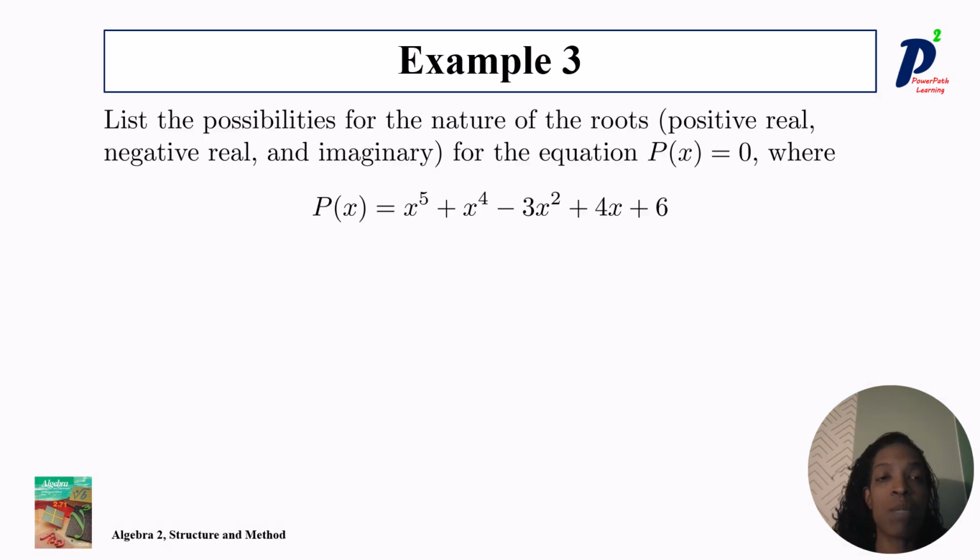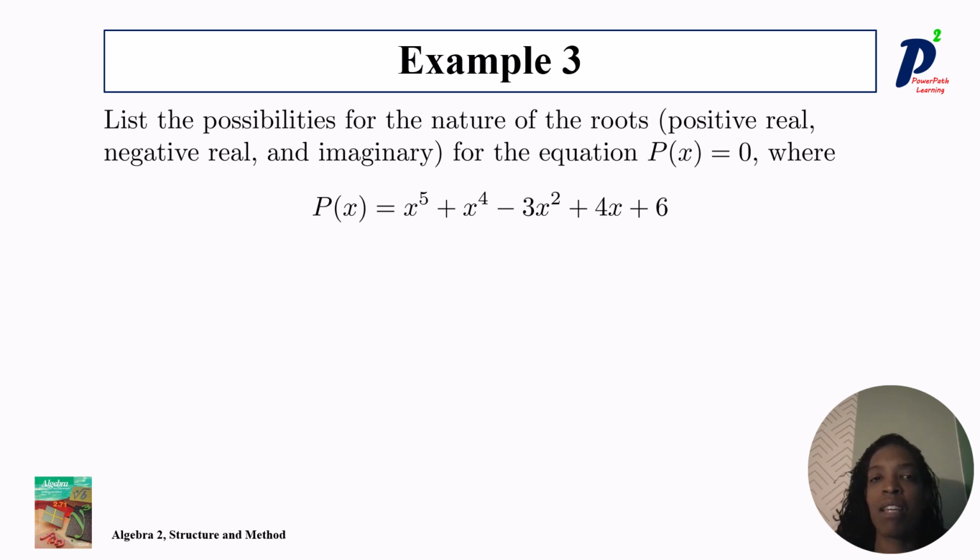So example 3 says we need to list the possibilities for the nature of the roots, positive real, negative real, and imaginary for the equation p of x equals 0. Now keep in mind that we have the total number of roots, because we know what the degree is, and then we have Descartes' rule of signs that can tell us the positive and negative roots. Take a minute and try this one on your own, and I'm going to start now.